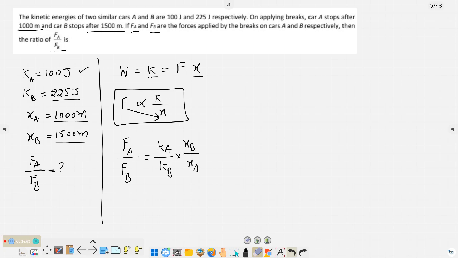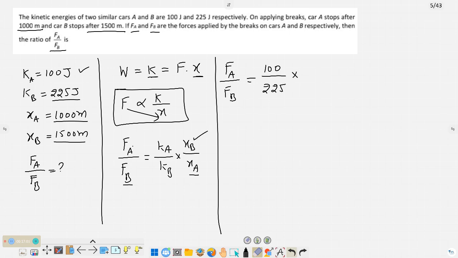Force is inversely proportional to displacement: FA is inversely proportional to XA, and FB to XB. So substitute the values in this. The ratio of FA by FB is equal to Ka by Kb. The Ka value is 100 joules and the Kb value is 225 joules. These are the kinetic energy values, and the distance traveled by body B is 1500 meters, and this is 1000 meters.